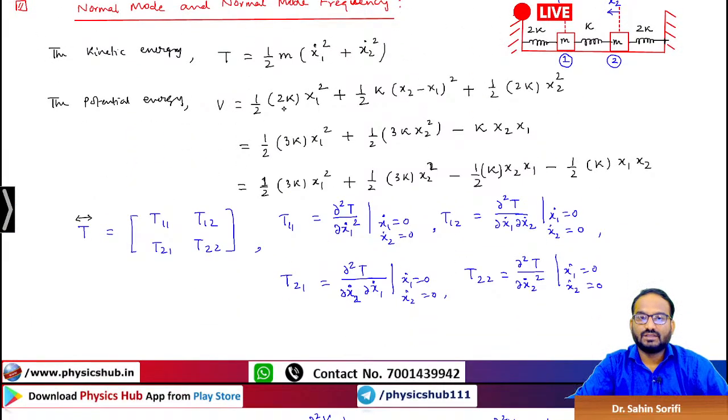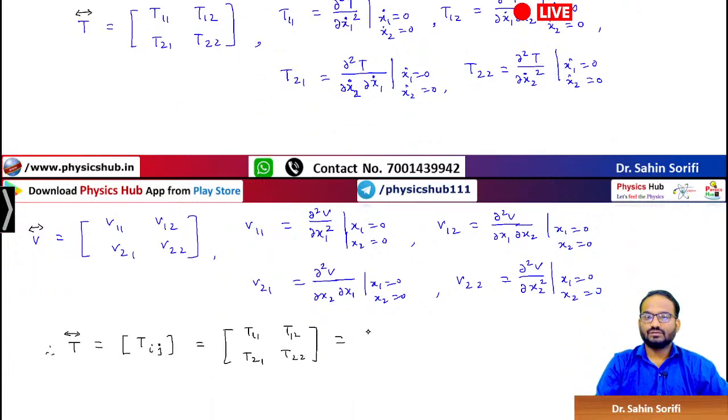You see, if you take the derivative with respect to x1 dot square 2 times, it will become m x1 dot, then it is m. There is no x1 dot x2 dot term, so that will be 0. For this one, if you take the derivative with respect to x2 dot square, it will give you m. So whenever you write it in terms of half into something into the corresponding position or velocity coordinate, that term in the bracket will be the component. So you can blindly write T11 will be m, T22 will be m, other terms will be 0.